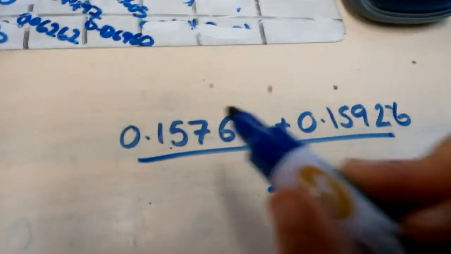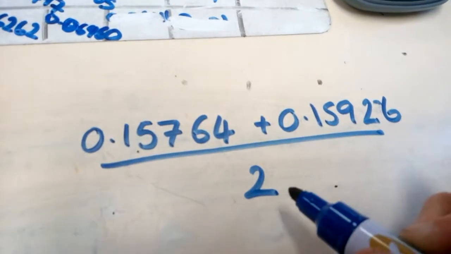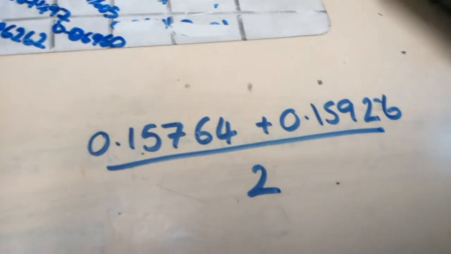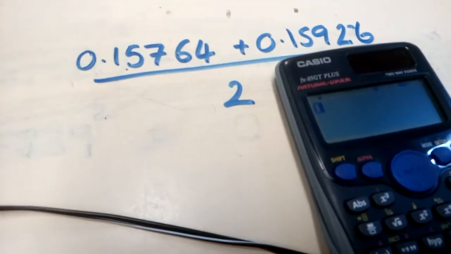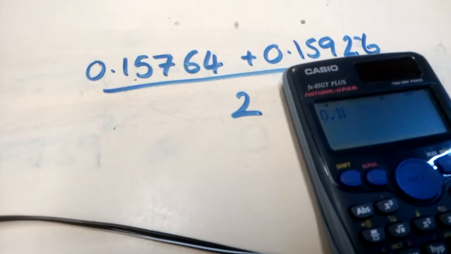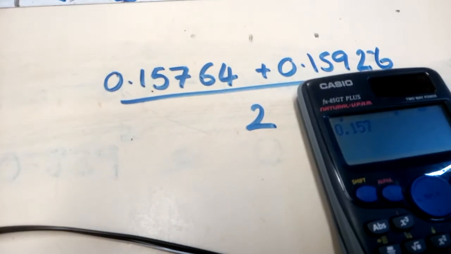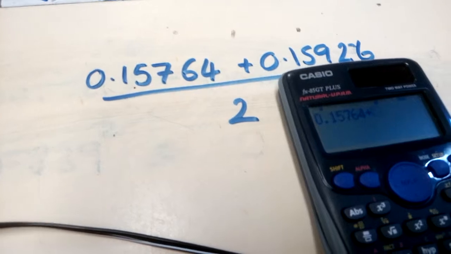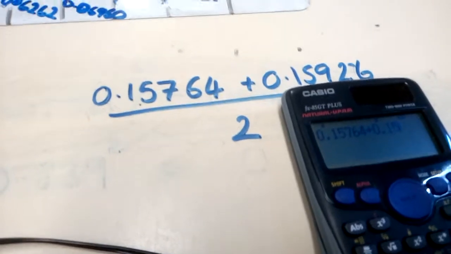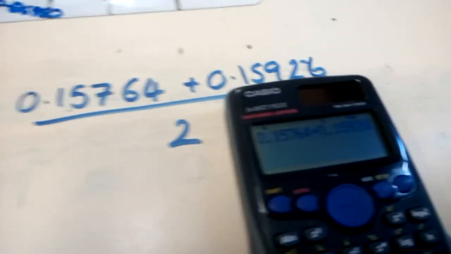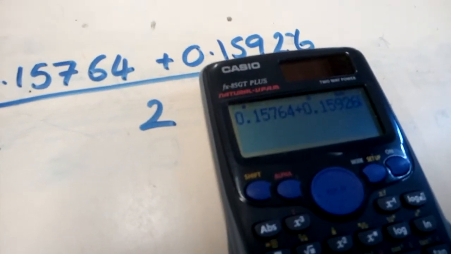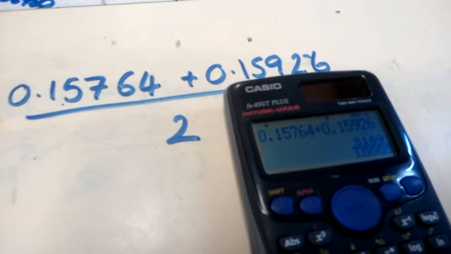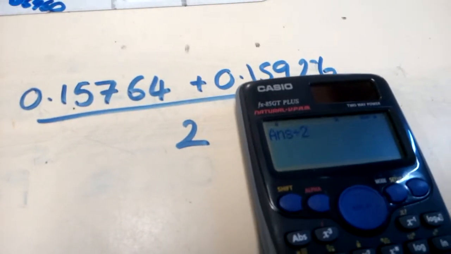So I'm going to add these two together and then divide by 2. If I put that into my calculator, I've just got to be a little bit careful because sometimes people can make a slight mistake on this. So 0.15764 plus 0.15926. At this stage, press equals, or if you like, put that bit in brackets. But at this stage, I press equals, and then I'll put my divide by 2 there.